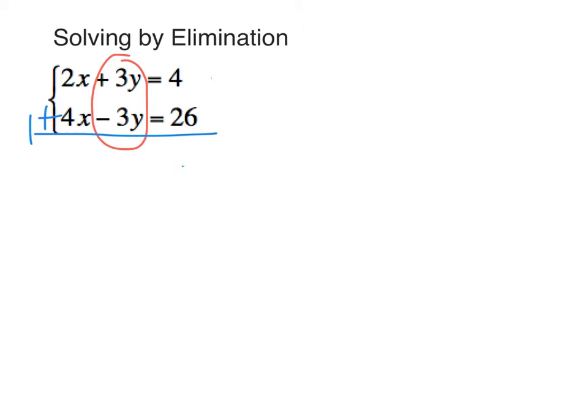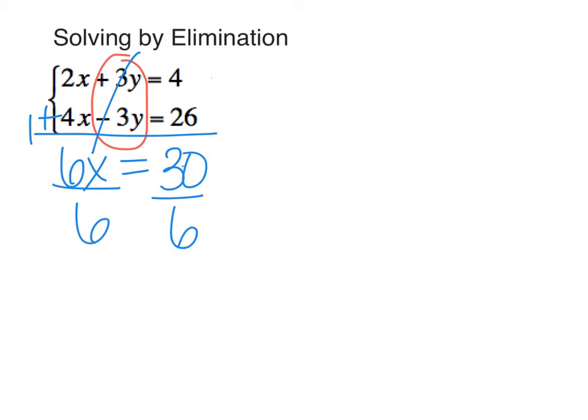So I'm going to add the 2x plus the 4x. I'm going to get 6x. And then I'm going to eliminate. The whole idea there is now those eliminate. When you add them together, they cancel each other out. And then add 4 plus 26, you get 30. Divide by 6 to finish solving. This is now just an equation that you solve. You get x equals 5.